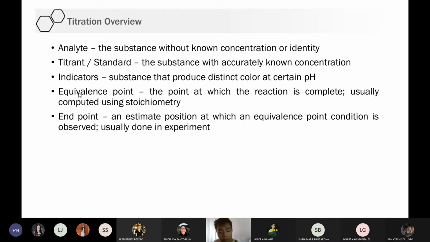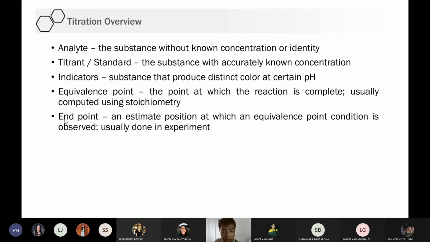Next one, we have the equivalence point. No? When you say equivalence point in titration, we refer to the volume, okay, at which your analyte and your titrant are stoichiometrically equivalent. Kaya nga equivalence point. Ibig sabihin nun, the moles of your analyte is equal to the moles of your titrant. That means the reaction is complete. Okay? Yun yung equivalence point. Again, that can be computed by stoichiometry.